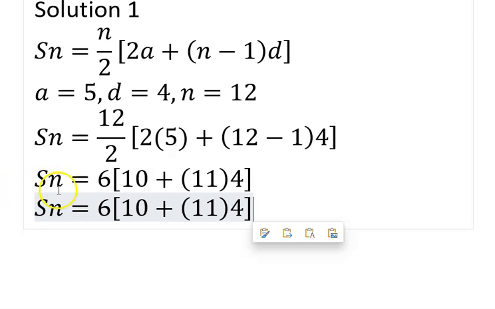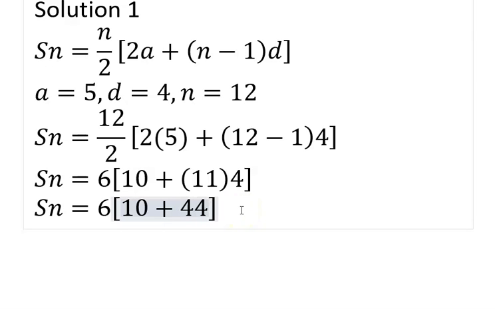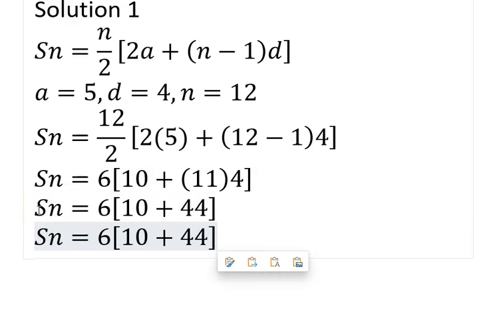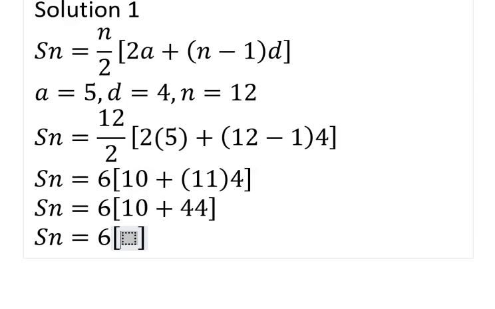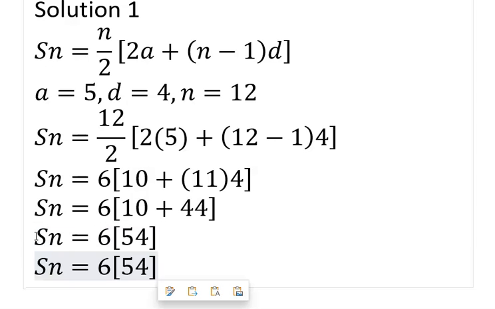So 4 times 11 here will give us what? 44. Awesome. Plus 10 will give us what here? 54. And lastly, 54 times 6 here will give us what? 324.